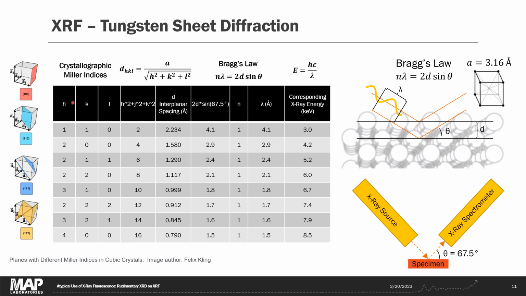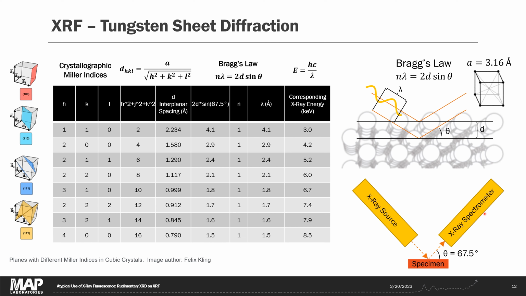We use Miller indices to describe the various crystallographic planes in a specimen that could be generating X-ray diffraction peaks. I'm not going to get into too much detail here, but it's a three-dimensional coordinate system, and the planes described by these Miller indices will be orthogonal to the vector created by these three units here. Using the Miller indices, we can apply this equation to calculate the interplanar spacing. We can then use Bragg's law to calculate the wavelength of X-rays that would be diffracted into our detector if these crystallographic planes were parallel to the specimen surface.